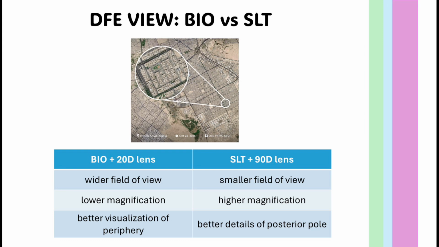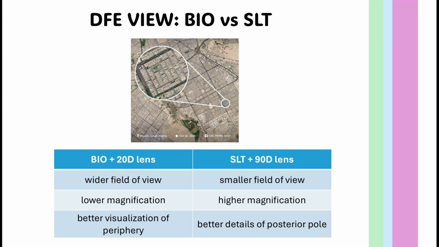Well, you see, what differentiates the indirect ophthalmoscopy from the slit lamp biomicroscopy is not how you orient yourself during retinal exam, but how you view the retina itself. Think of it like Google Maps. The indirect ophthalmoscopy is basically the zoomed out satellite view. You can see a huge amount of the retina, including the far periphery, but you lose details. On the other hand, the slit lamp biomicroscopy is like the zoomed in street view. You get a higher magnification and a better visualization of details.